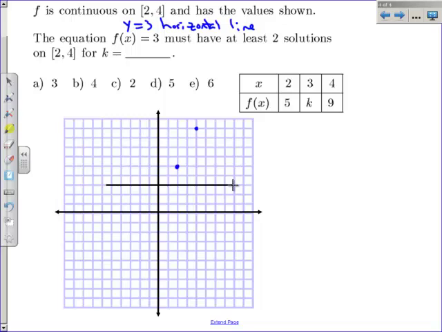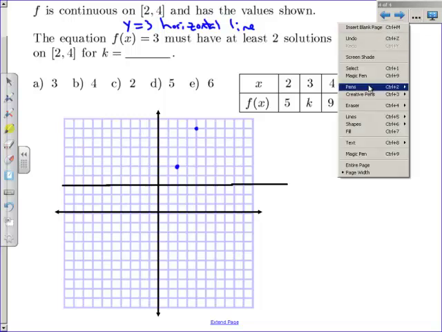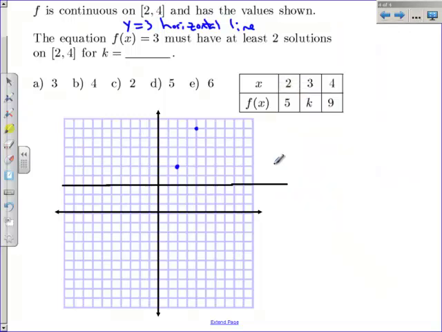So there's a graph of y equals 3. I guess I could have extended that. There. Not perfect, but I did it. So there's a graph y equals 3.